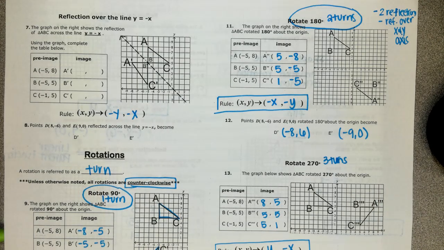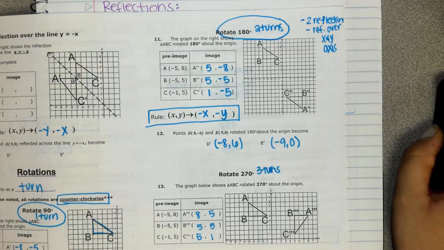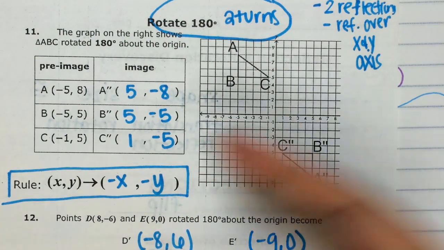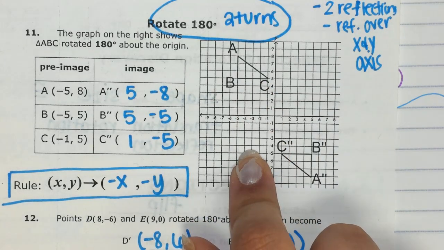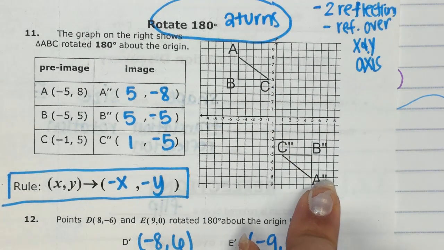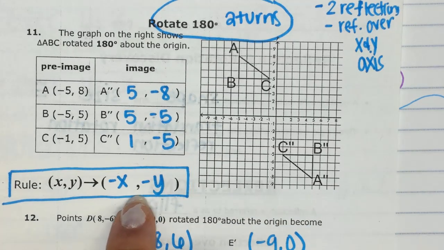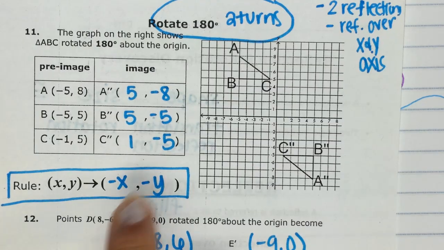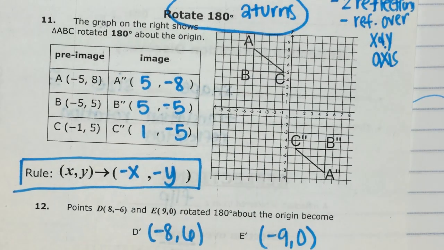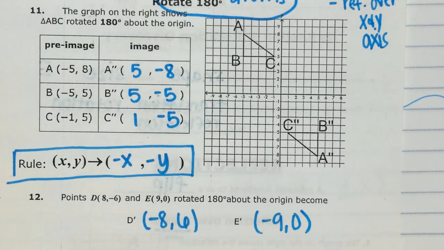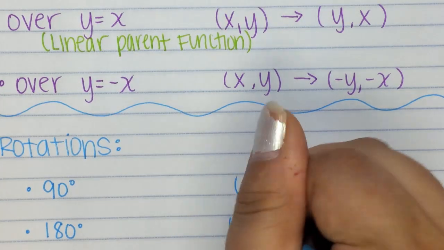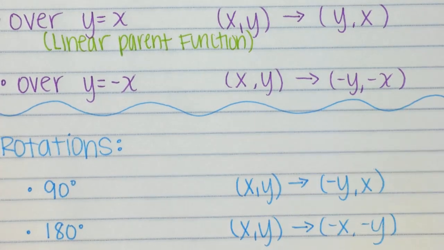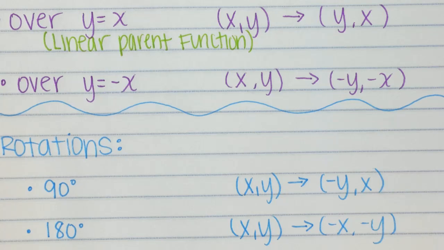Okay? If you are rotating 180 degrees, that's actually the same thing as reflecting over the x and y axis, reflecting twice. If you take ABC and reflect it over the x-axis and then reflect it over the y, that's the same thing as rotating 180, which is why the rule is negative x, negative y, because you reflected for both of them. So we're going to write that down here. 180 is x, y becomes negative x, negative y. If you can just remember 180 is 2 reflections, you just negate them both.